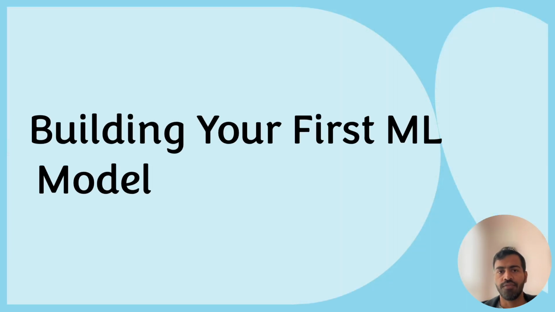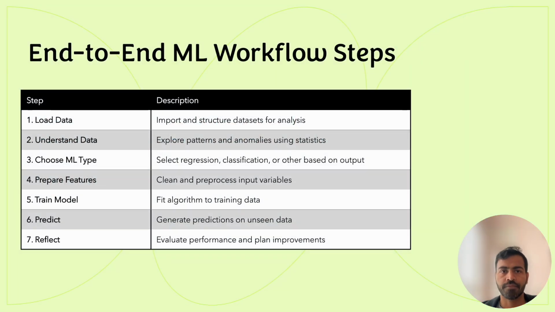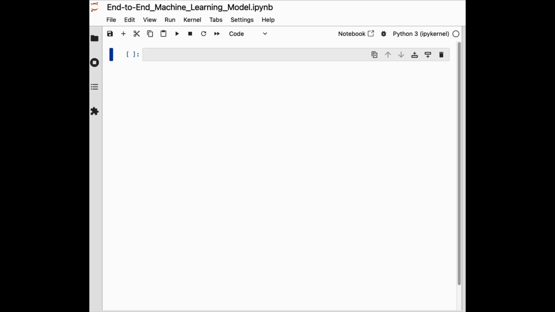So we will build our first ML model. So here is the workflow. End to end means starting from raw data and ending with a working prediction. In real projects, this is exactly how ML happens. So what we will do: first, we will load data. Second, understand data. Third, choose problem type. Fourth, prepare features. Fifth, train models. Sixth, make predictions. And seventh, reflect on results. Okay, so let's move from understanding to building.